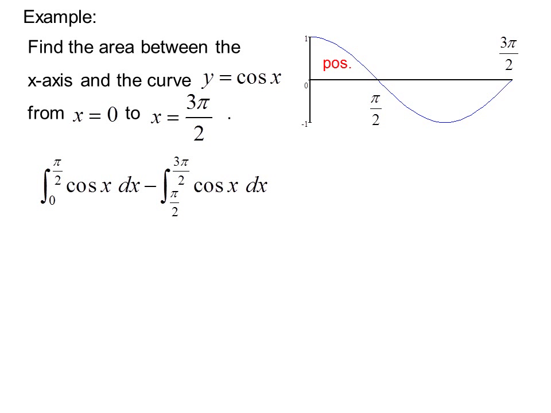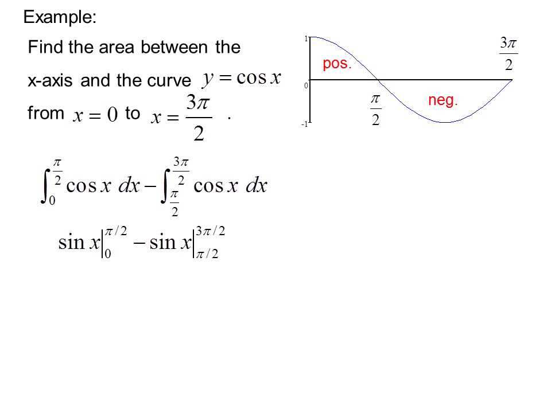We have to split it because we have a positive area above the x-axis and what would come out as a negative value below the x-axis. But since areas are always positive, we need to take the absolute value, which means the opposite of the negative value.